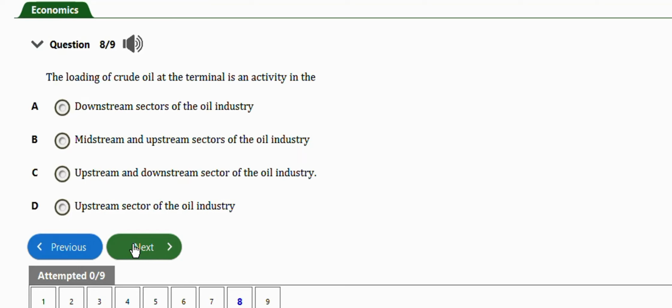The next question says loading of crude oil at the terminal is an activity in the downstream sectors of the oil industry, midstream and upstream sectors of the oil industry, upstream and downstream sector of the oil industry, upstream sector of the oil industry. The right answer is option B, midstream and upstream sectors of the oil industry.